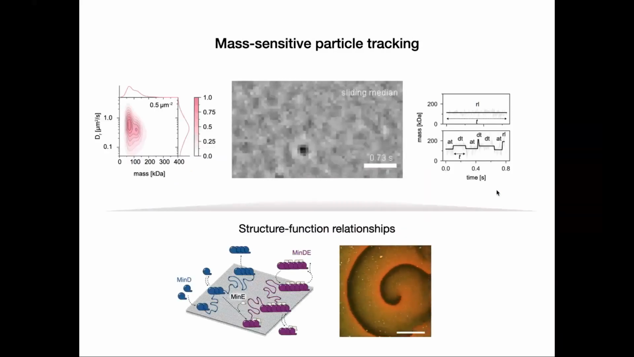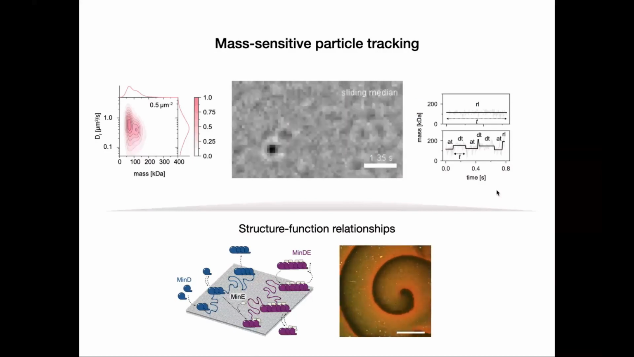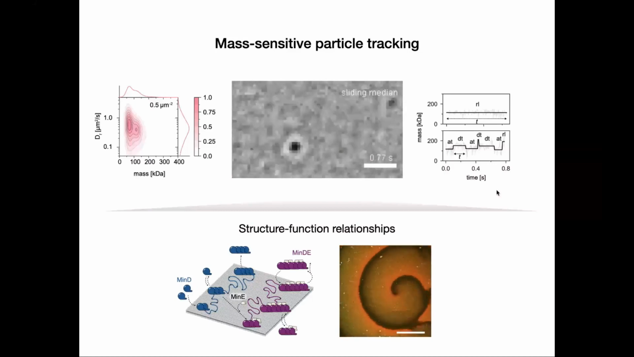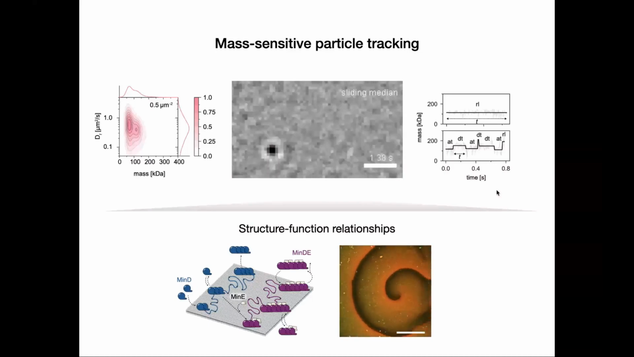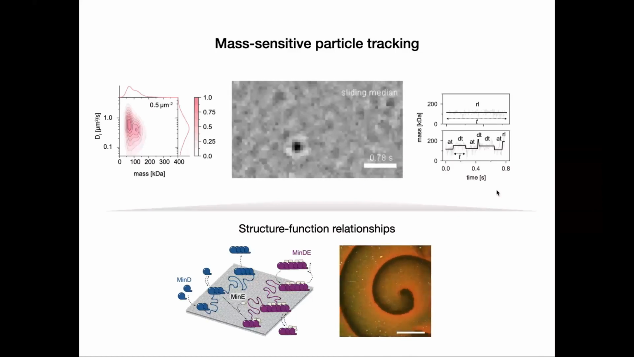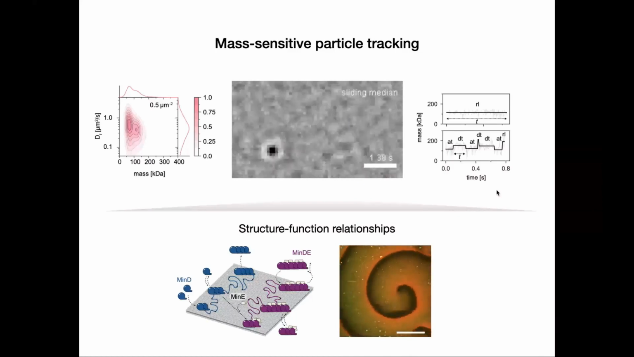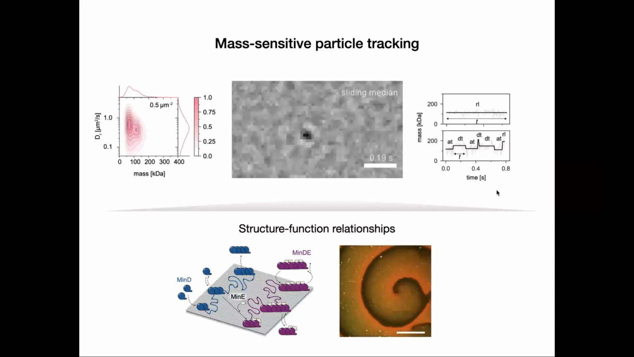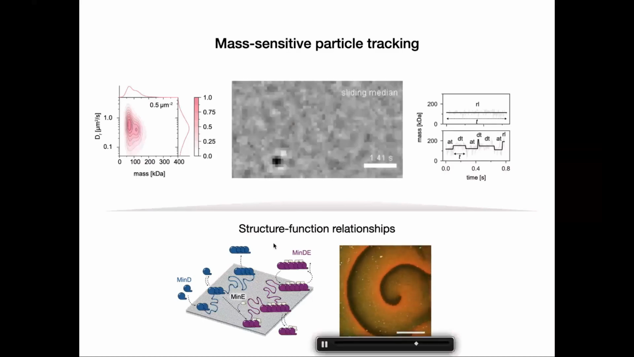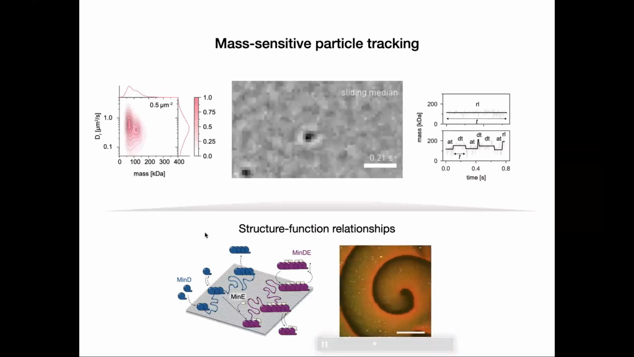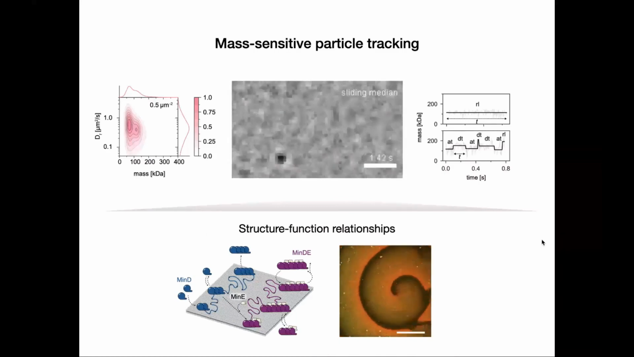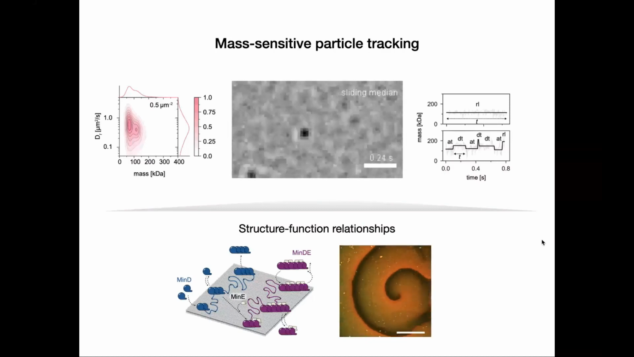So I hope I could convince you that mass-sensitive particle tracking is quite a powerful new tool to investigate the mechanistic details of how proteins interact with membrane and with themselves on the membrane, and that this can be a really powerful new technique to reveal structure-function relationships for proteins that are diffusing on lipid bilayers.